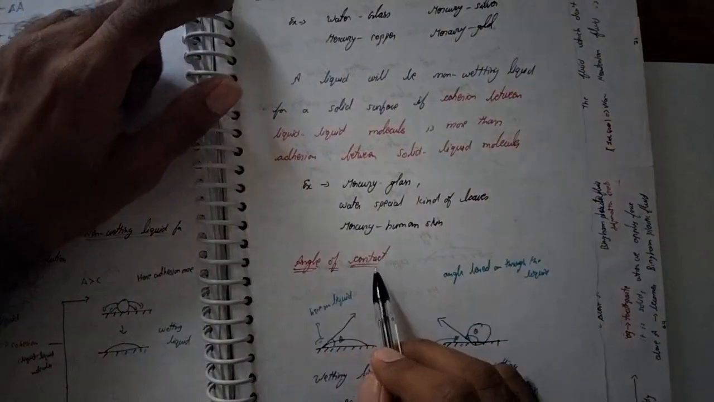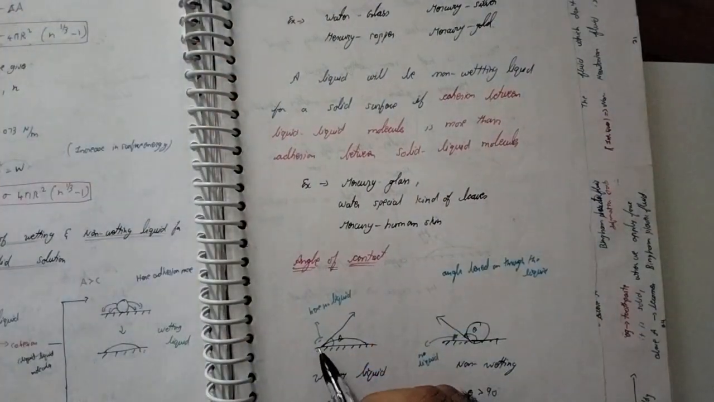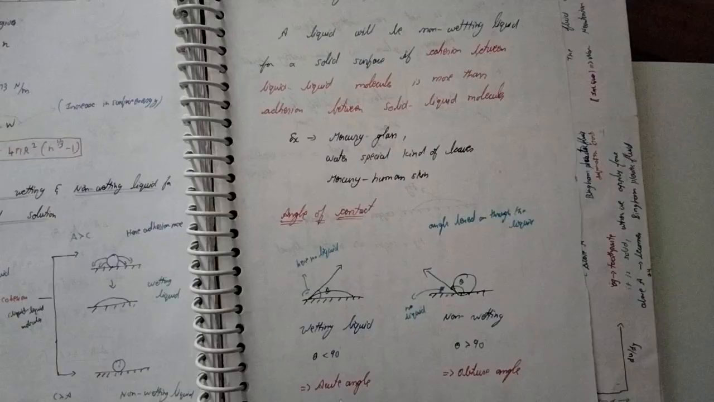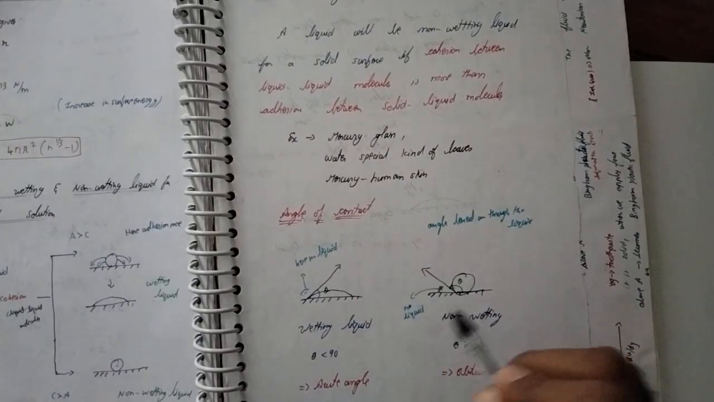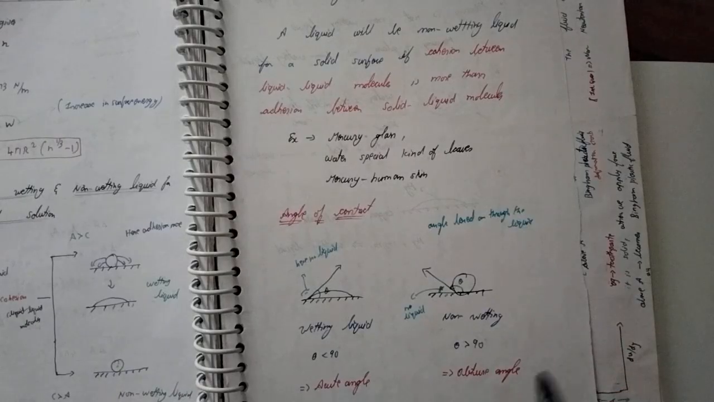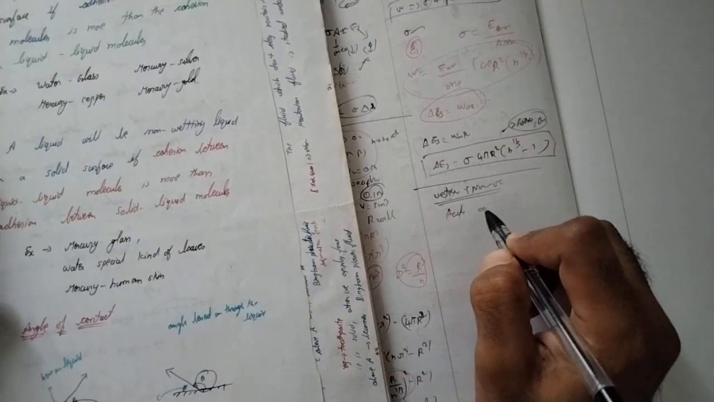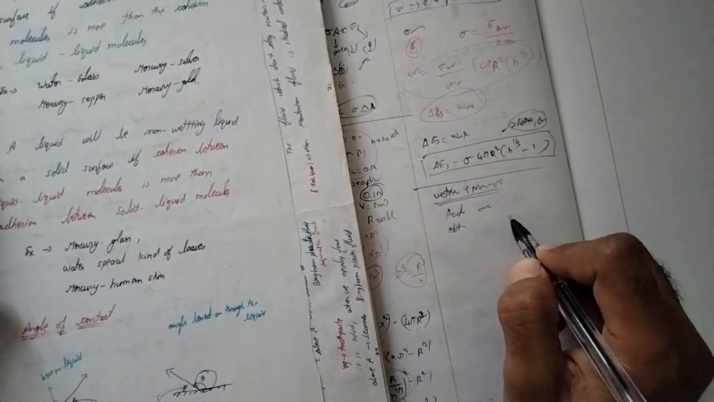So the next one is angle of contact. You can see here, guys, for a wetting fluid the angle of contact is less than 90, so it is called an acute angle. But here the angle of contact is more than 90. This is a non-wetting liquid, and it comes under the category of obtuse angle. So acute angle is less than 90 and obtuse angle is greater than 90. Okay, you are getting the point.